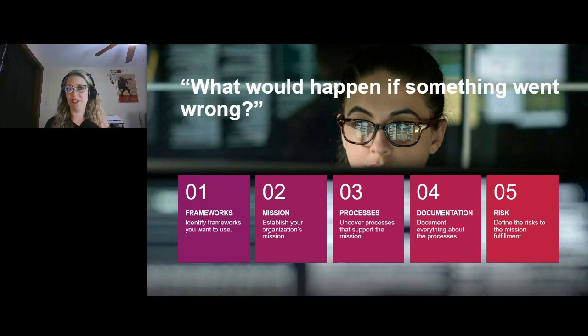Sometimes businesses have this set up. They've got a whole group of people to do that. Sometimes it takes a little bit of reflection. So once you understand the mission, the purpose, and what you guys are trying to do, then it's identifying all of the processes that support the mission.